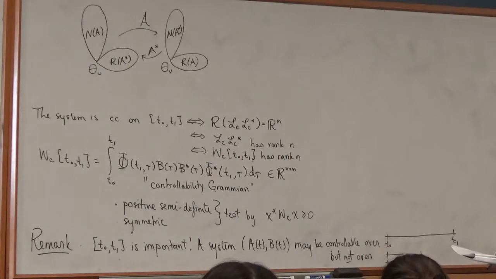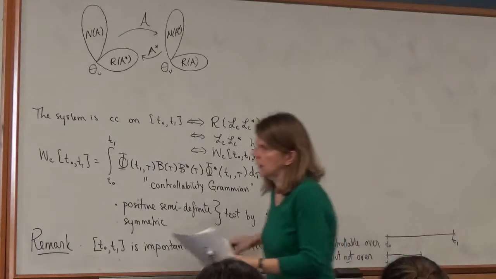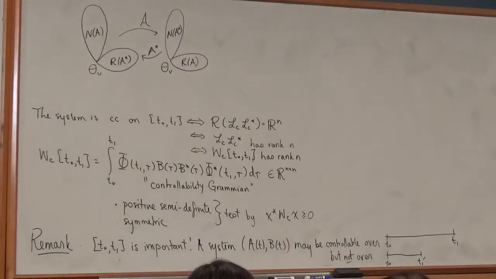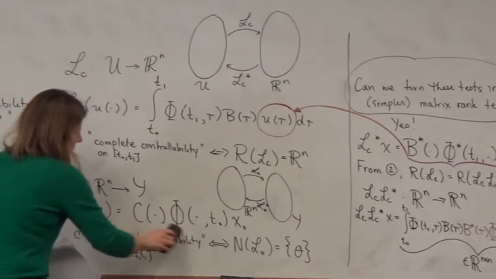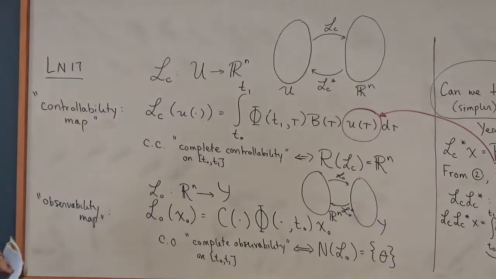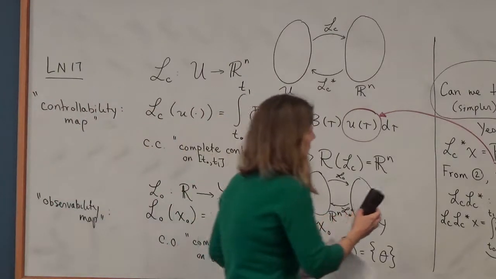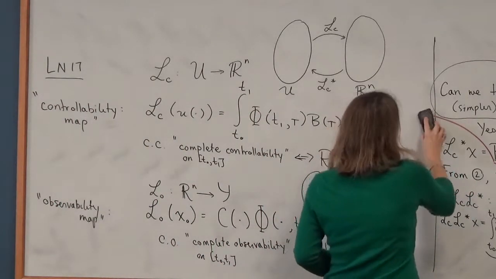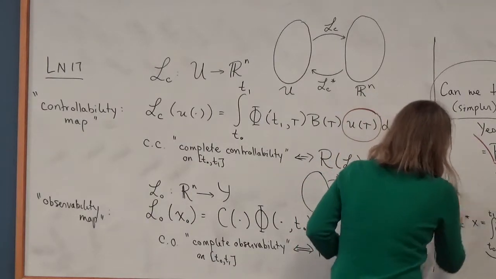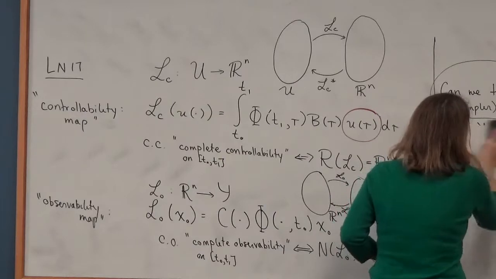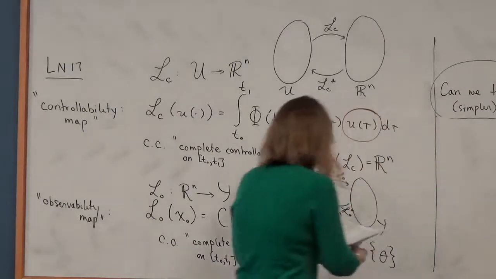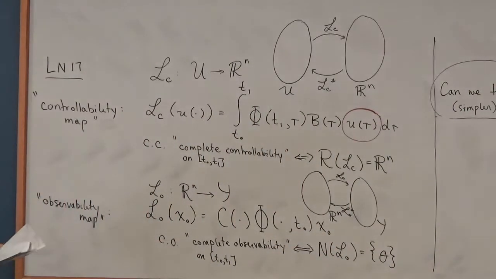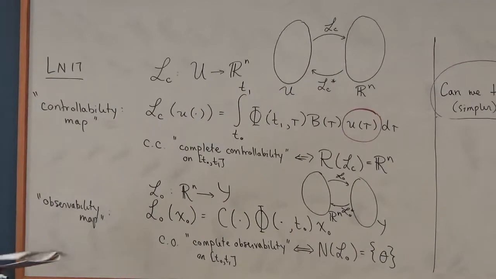We could do the same thing for observability. So now, for the sake of clarity, let's go back to the observability map. We want to turn the null space of this map being trivial, or only having the 0 vector, into another matrix rank test. And I think you can kind of see where we're going. So let's use this part of the board for turning the null space test of that map into a matrix rank condition.